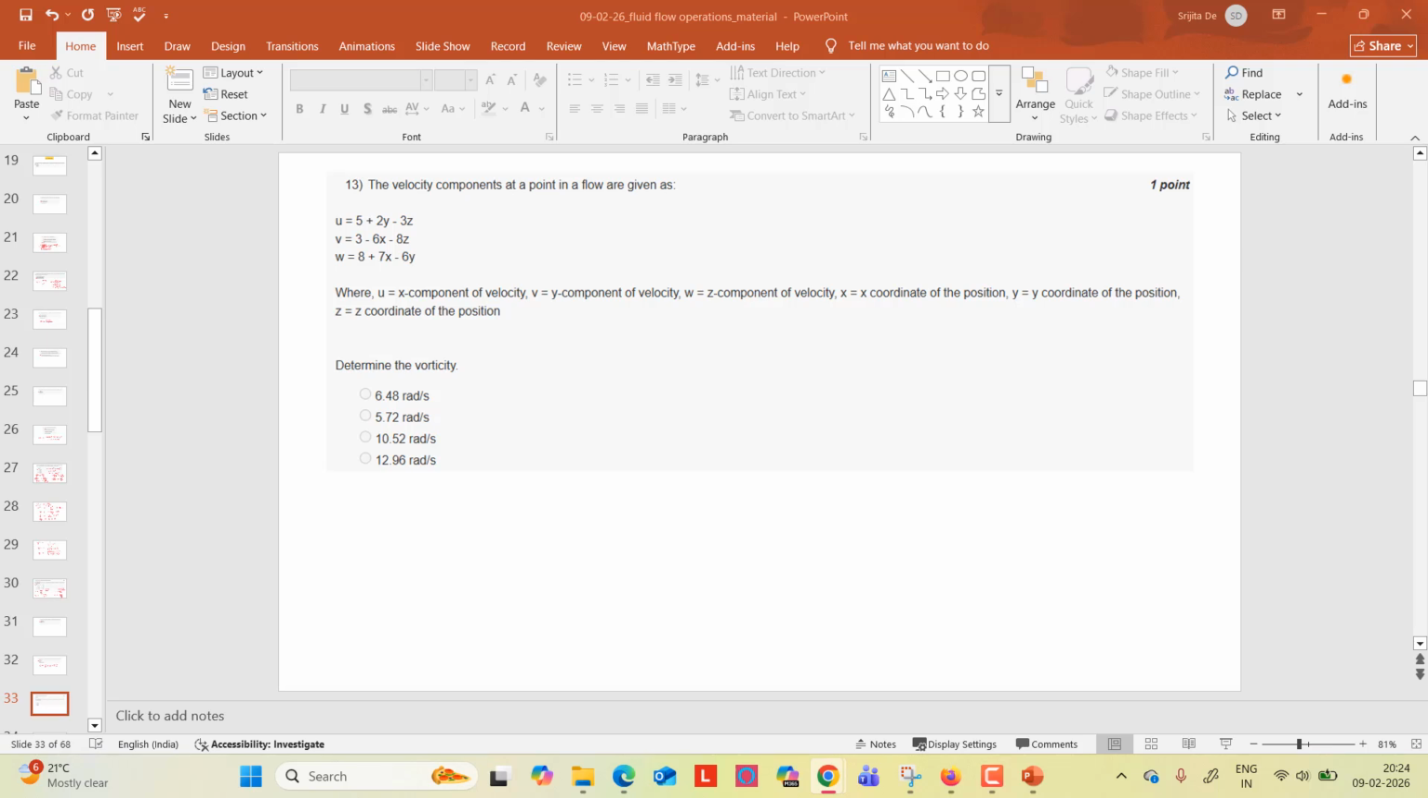So it is coming. So the vorticity omega x. We have just seen the expression of vorticity, right? Omega equals half of curl of V. So now, omega x component.